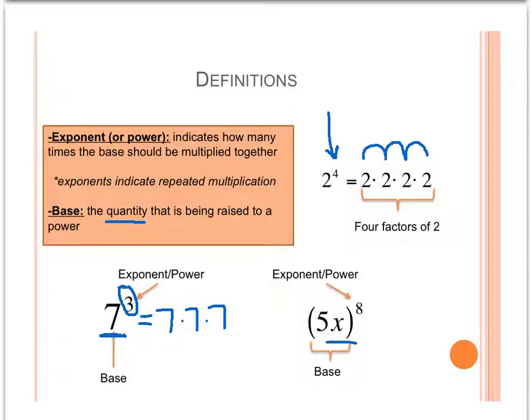Now in this instance, we want to go back to that important word of quantity, because we have the quantity of 5x, and that entire thing is being raised to the 8th power. So this tells us that the quantity of 5x should be multiplied together 8 times.